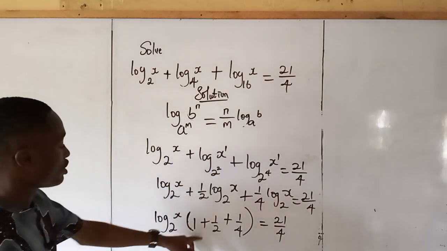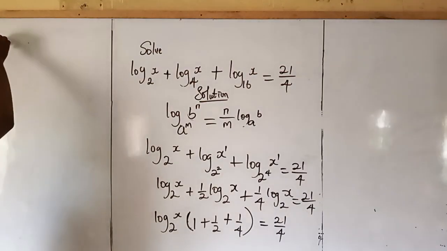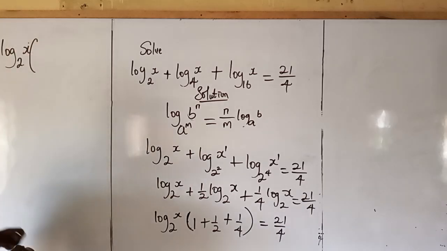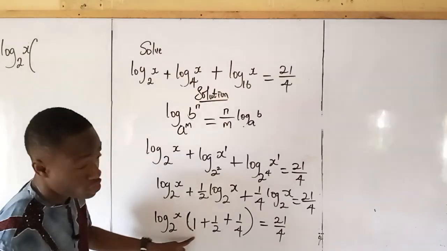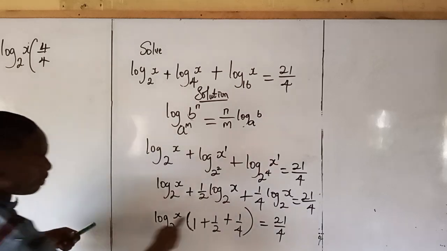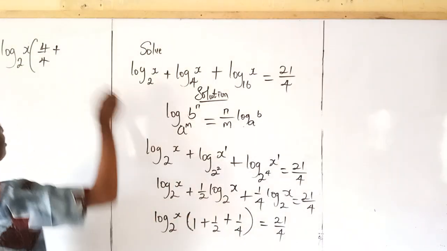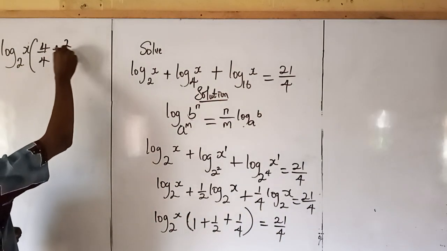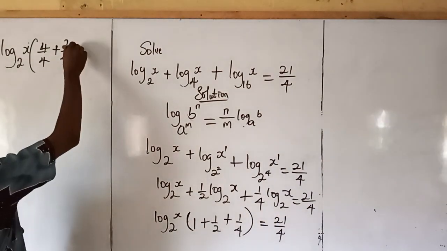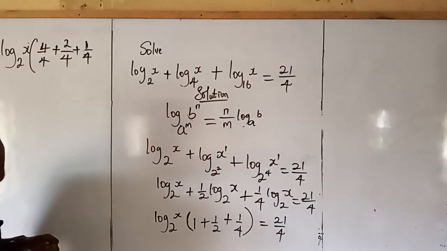Now let's work with fractions. I'm going to use the equivalent fraction method rather than the LCM method. So I have log 2x to base 2 times a bracket. Now I look for a way for the denominators to all be the same. I have 1 over 1, which is 4 over 4, so I multiply up and down by 4. The same thing applies here: I multiply by 2 and 2 to make the denominator 4. Plus 1 over 4. I won't multiply that because it's already in 4.